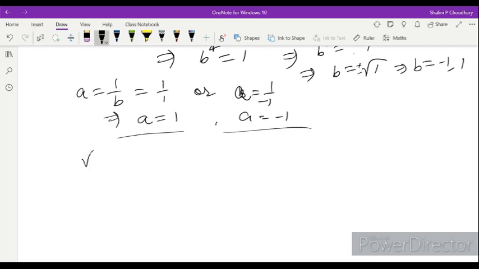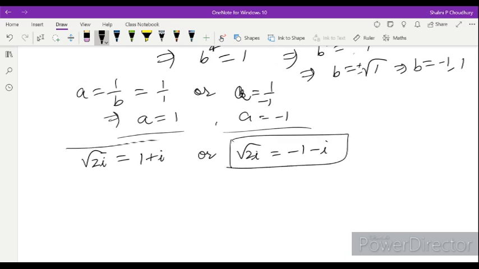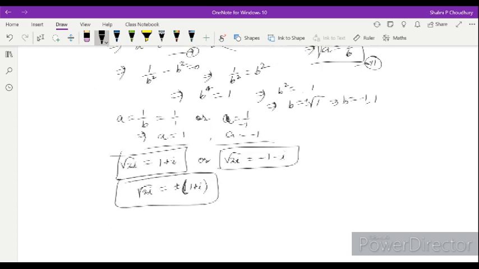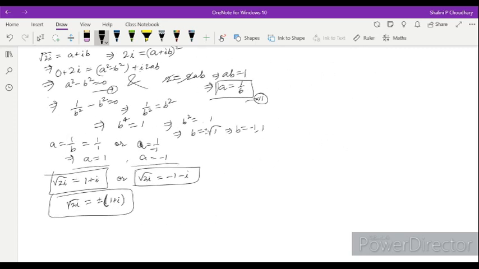So square root of 2i will be equal to 1 plus i, or square root of 2i will be equal to minus 1 minus i. Okay, so these can be the two values. Okay, so directly we can write square root of 2i will be equal to plus minus (1 plus i). So this was all about square root of complex number.